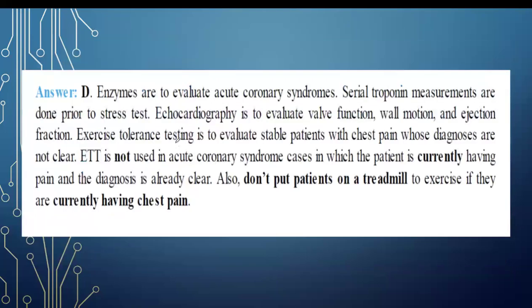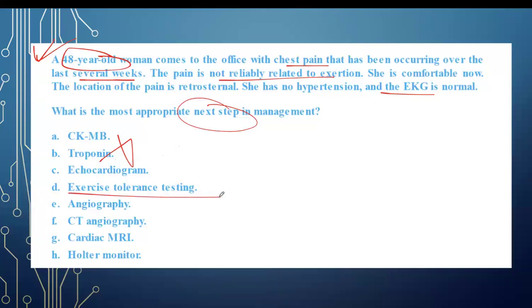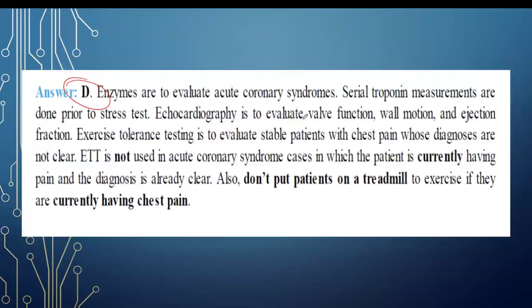So for something like this, the best option would be to go for an exercise tolerance test. This patient is mainly having chest pain occurring over several weeks. If we really want to know whether the patient might have some cardiac chest pain, the only way to do it is to get a stress test. Because it is going on for several weeks, doing a troponin is not really needed.